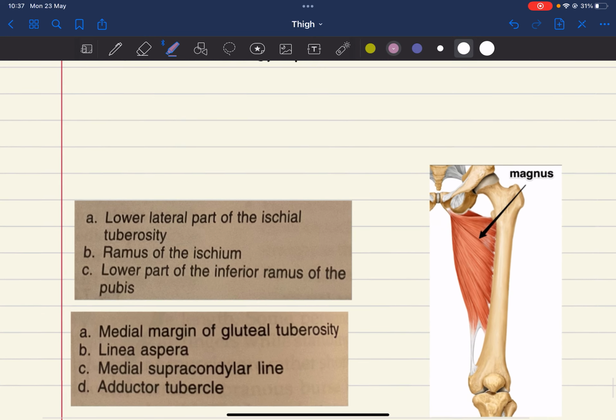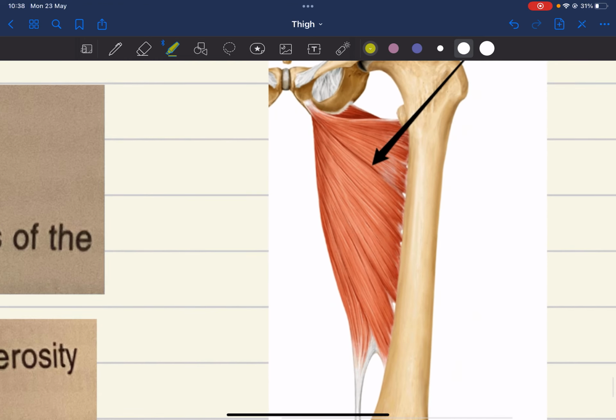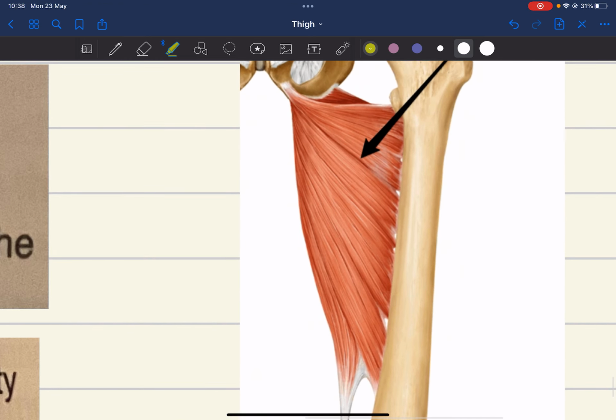The next big muscle we have is the adductor magnus. It is the largest muscle in the adductor compartment. यो चाहिँ adductor magnus muscle हो. यसको ischial or hamstring part is considered to be in the hamstring muscles. It is considered to be the hamstring muscle.